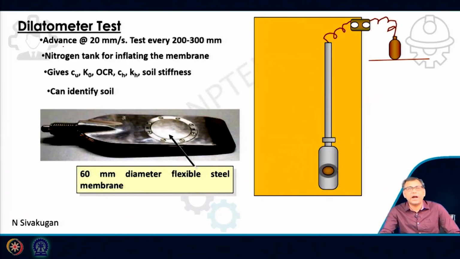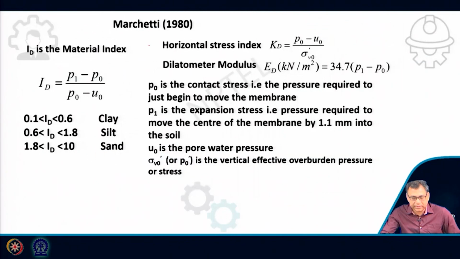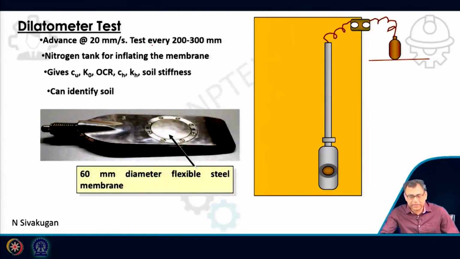The next test is the dilatometer test. So here, the dilatometer test is also pushed into the soil. Now remember that for the SPT we need a borehole, but for the SCPT we don't need a borehole. Even the dilatometer test, we don't need a borehole. So here this is my dilatometer, which is a flexible steel membrane, and then we will push it, then we will apply the pressure to expand it. Okay. So this is advanced at a rate of 20 millimeter per second. Test every 20 to 30 millimeter interval.